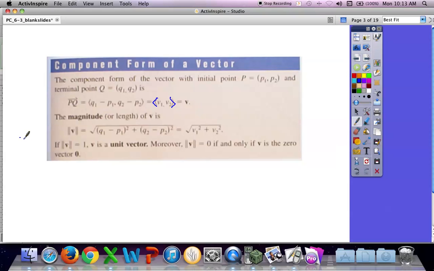Right, so for the vectors that we did on the other page, or on the first example, the component form would have been 3, 2. Right, it's just the change.